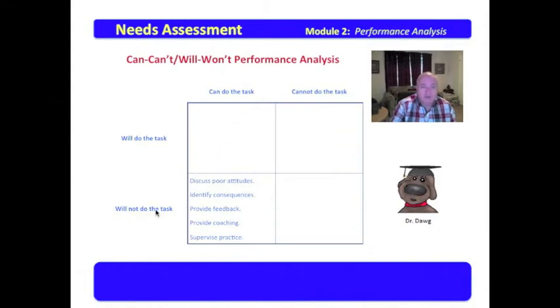Now, suppose they can do the task, but they don't want to do it. They choose not to. Well, that's an attitude problem, and sometimes you need to identify the consequences of those actions. You need to provide feedback. There is such a phenomenon, it's called the Hawthorne effect. It just means that they know that you're watching, and when you provide feedback, it begins to bring about change. You provide coaching, and you supervise the practice that is occurring.